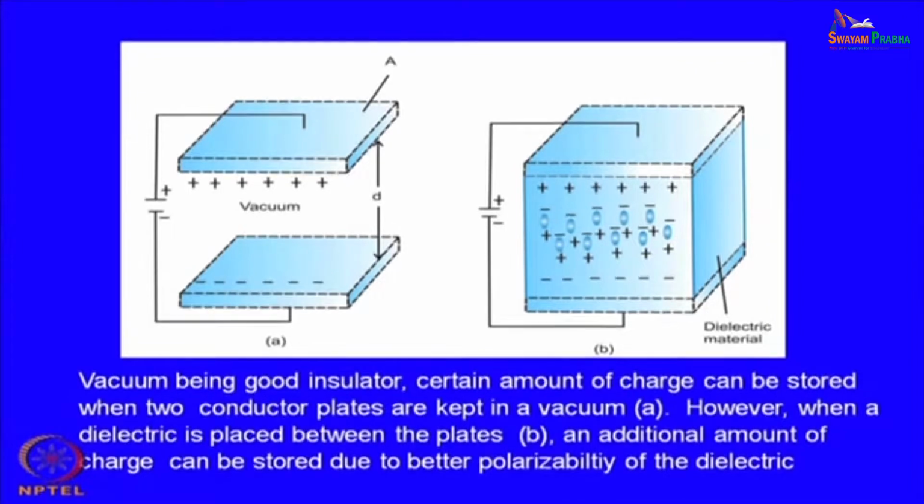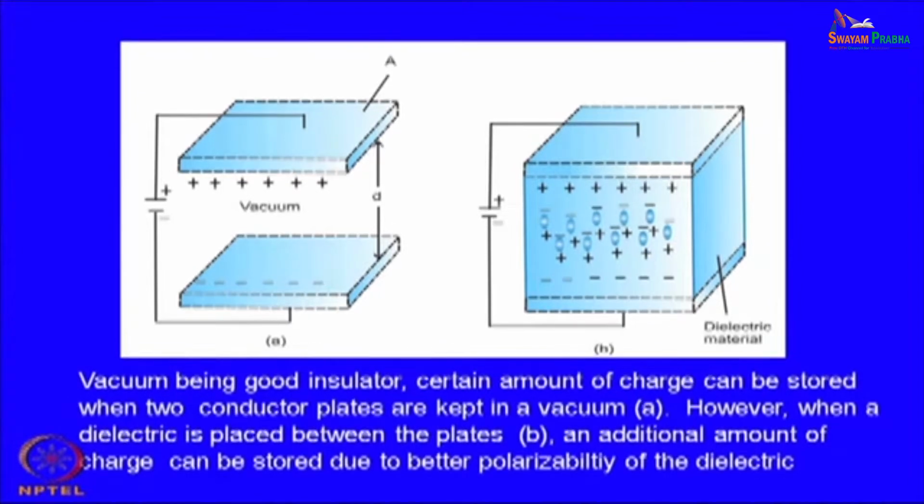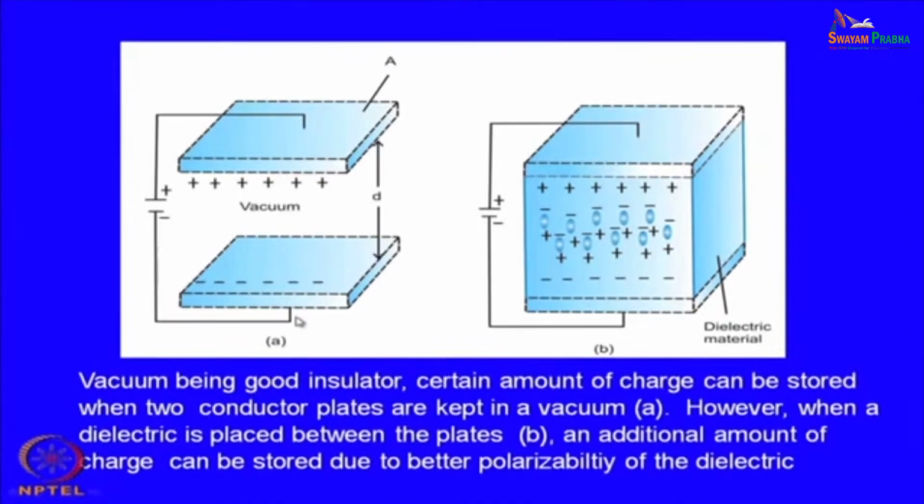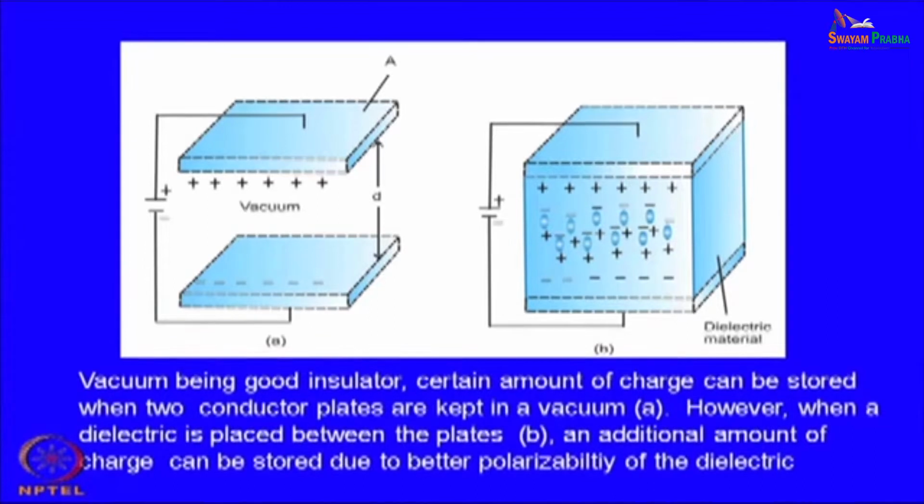Whenever there is an insulating material, some changes do take place within the charge distribution in the volume of the material, and how that is done will be discussed. Initially we have one situation where there is a vacuum. Vacuum being a good insulator, a certain amount of charge can also be stored when two conductor plates are kept in vacuum, as shown in A. However, when a dielectric is placed, that is, the vacuum is replaced by some kind of insulator, an additional amount of charge can be stored due to better polarizability of the dielectric. The term polarizability will be explained in a few moments.